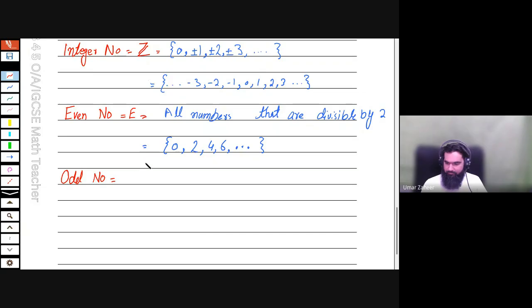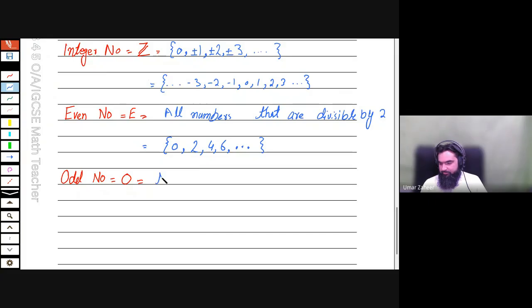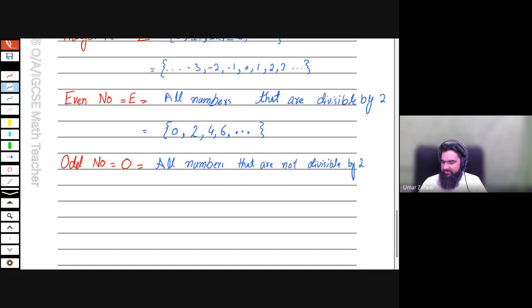Yes, Mehran. So which are not divisible by 2? Yes, all numbers that are not divisible by 2, these numbers are known as odd numbers.